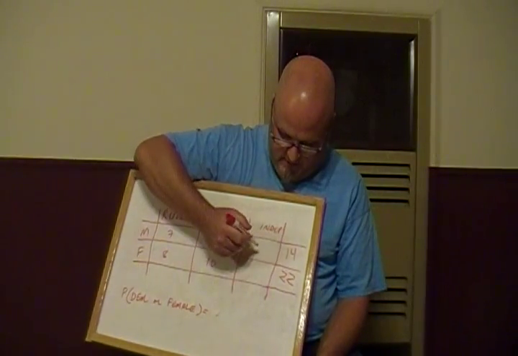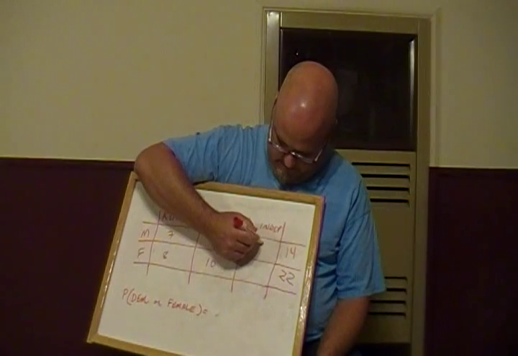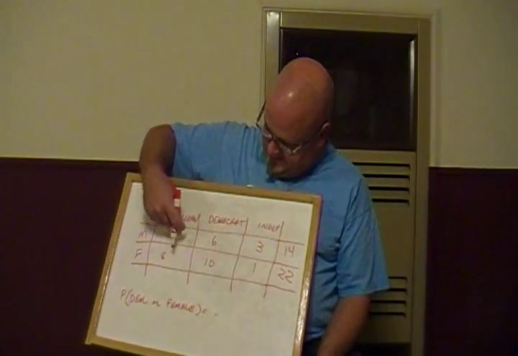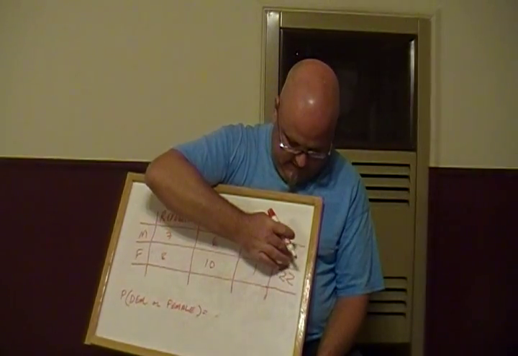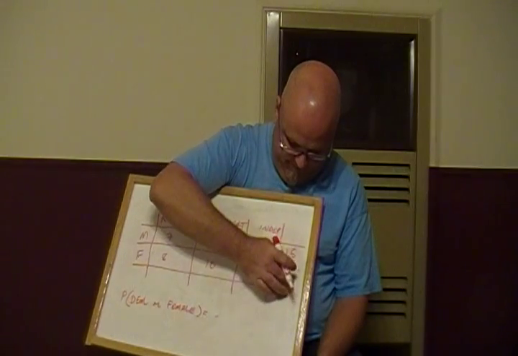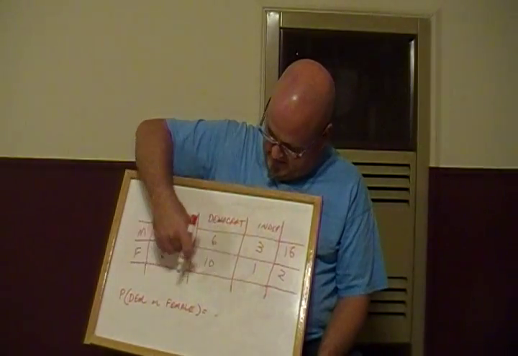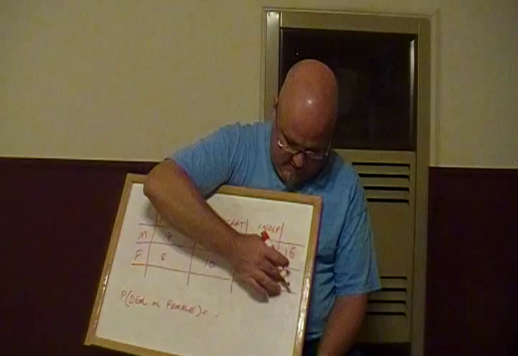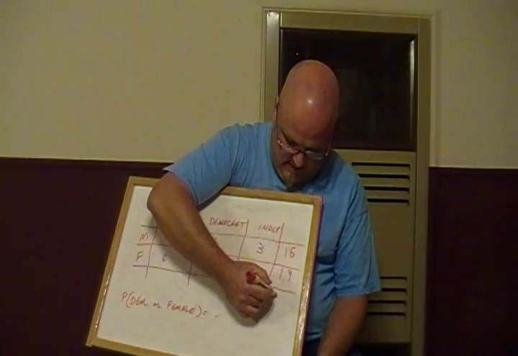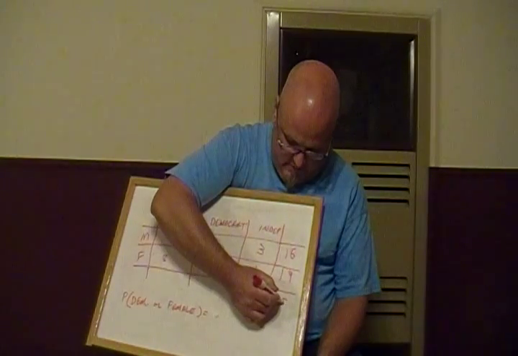I knew those numbers didn't look right. This is a 3 and this is a 1. So this is 7, 6, and 3. This is 16. And this one is 8, 10, and 1. So this one is 19. And that gives us, what, 35 total?